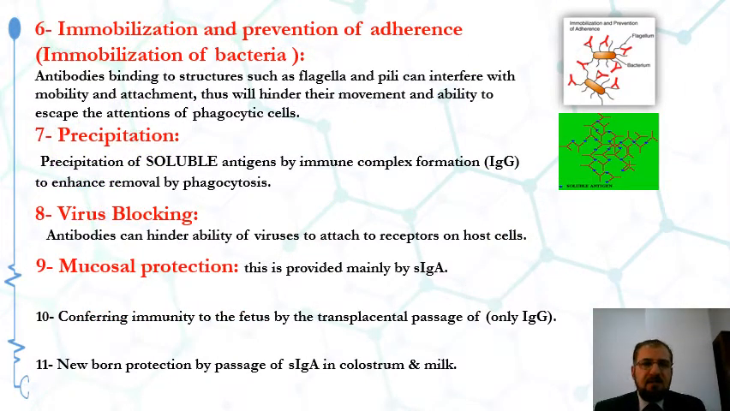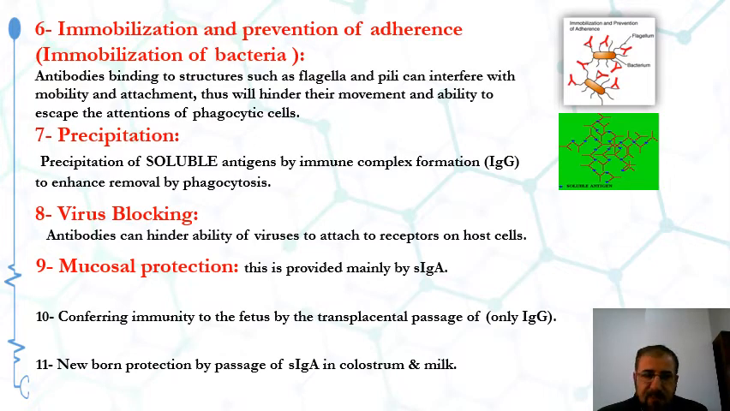Number six, immobilization and the prevention of adherence. For example, immobilization of bacteria. It means preventing the bacteria from free movement. And this happens when certain antibodies can attach to the flagella or pili. By this means, the antibodies interfere with the mobility and the attachment of bacteria, allowing phagocytic cells to engulf them more easily.